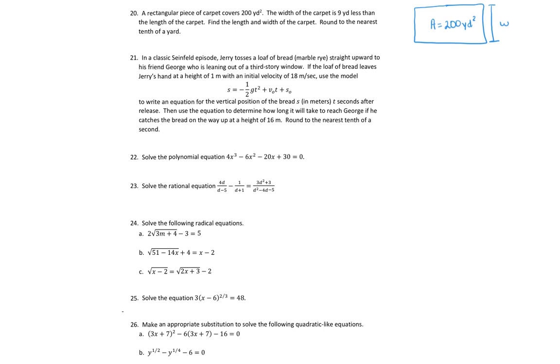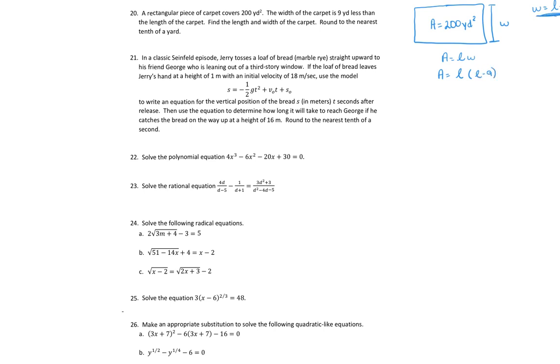What we know is that the width of the carpet, so we know W, is equal to 9 yards less than the length. So technically it is L minus 9, correct? If you're trying to find the area of something, it's just A equals length times width. So in this case, we know the length is just L, and the width in terms of L is L minus 9.